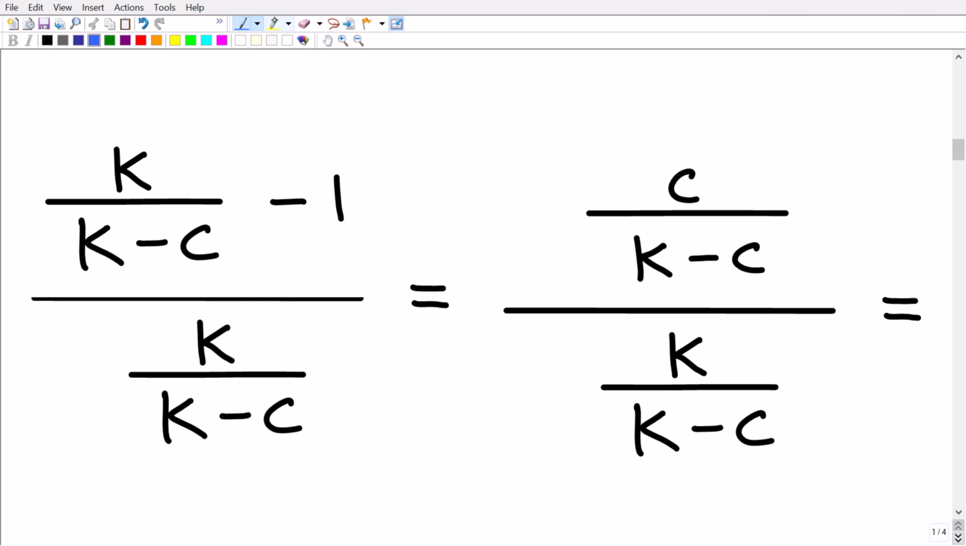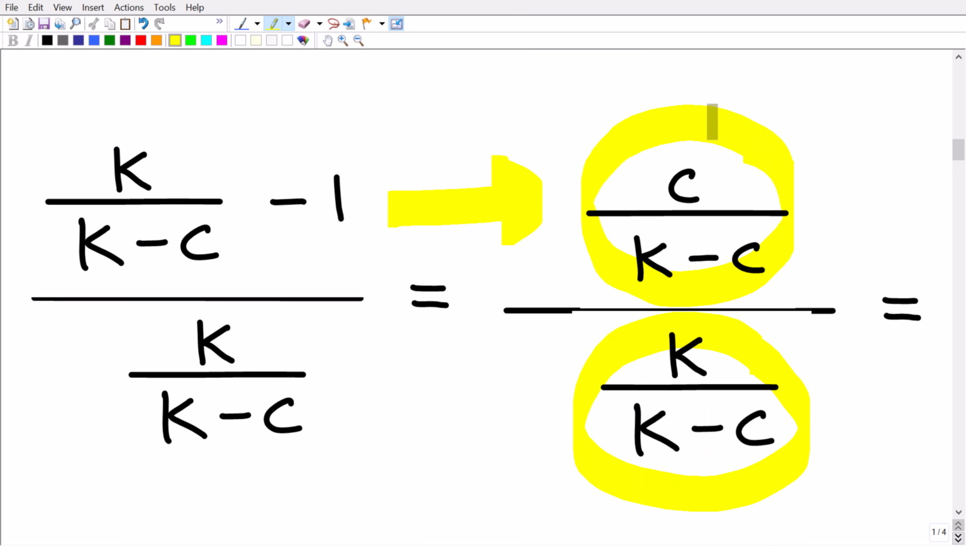So here is our original problem, but we see that our numerator now is equal to c over k minus c, over k minus c. So what we need to do when you're dealing with the complex fraction is write this differently. This is the numerator and this is the denominator. So it's this divided by this.